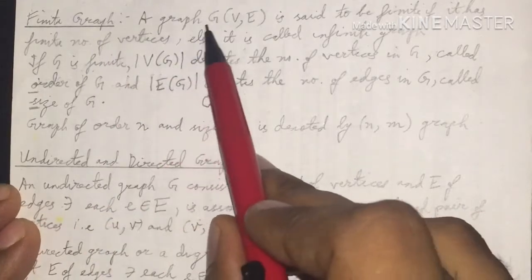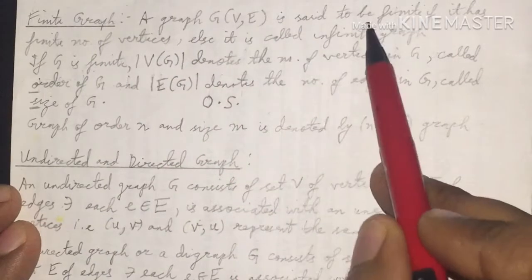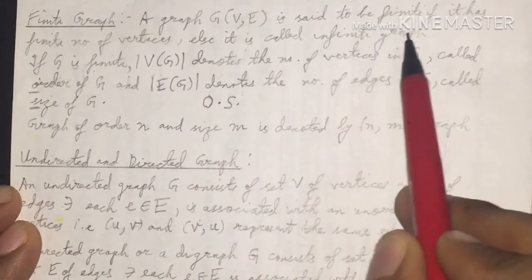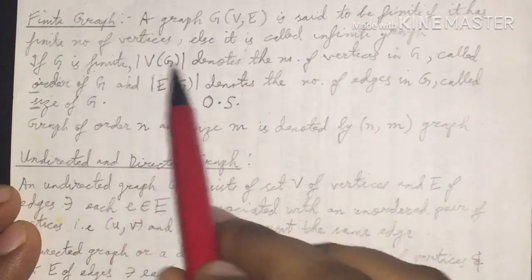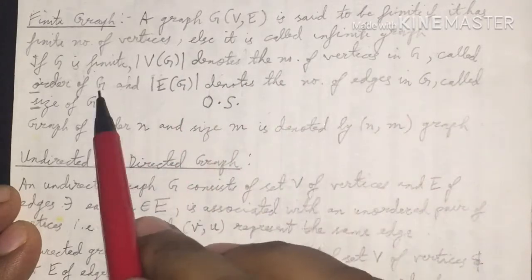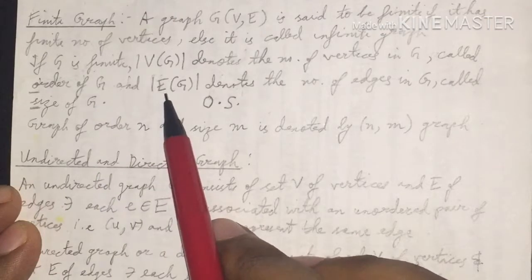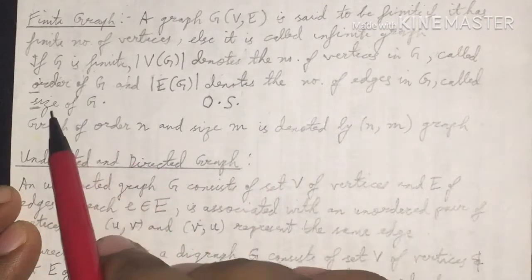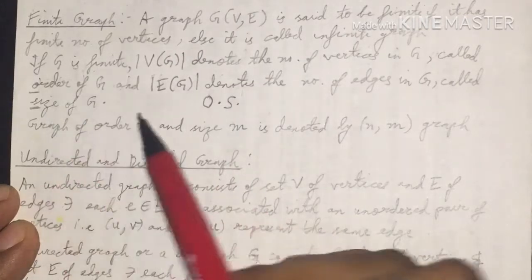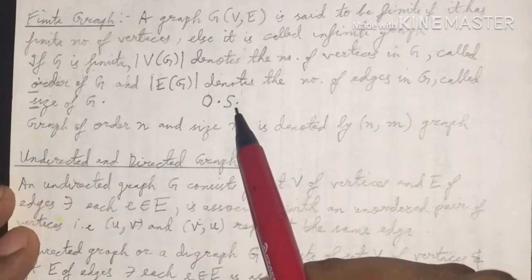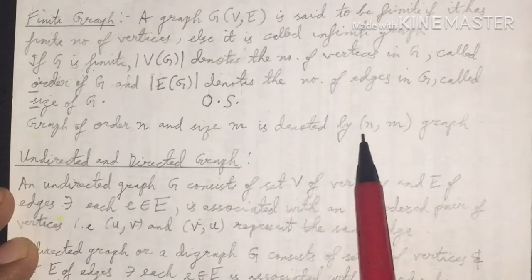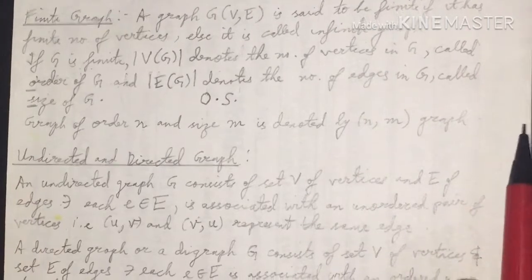Finite graph. A graph G(V, E) is said to be finite if it has a finite number of vertices, else it is called an infinite graph. If G is finite, mod of V(G) denotes the number of vertices in G, called the order of G, and mod of E(G) denotes the number of edges in G, called the size of G. A nice way to remember this is OS, as in iOS or Android operating system. A graph of order n and size m is denoted by an (n, m) graph.